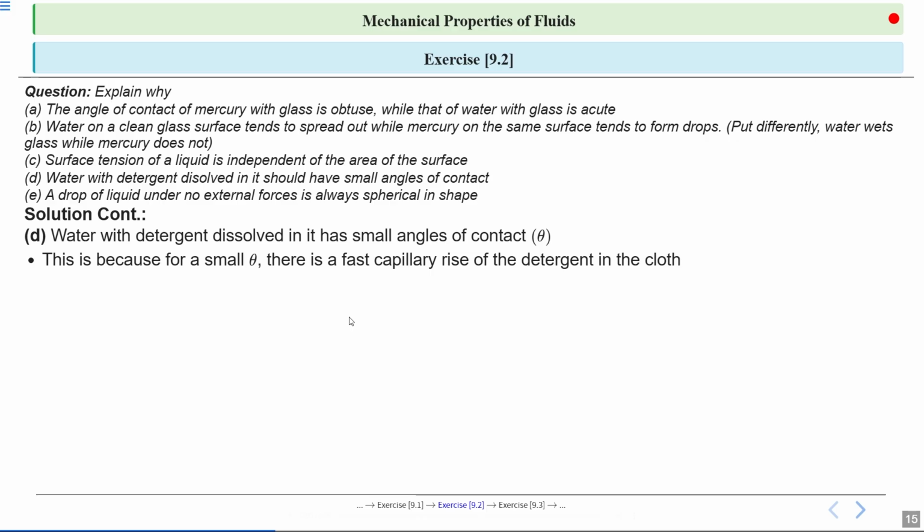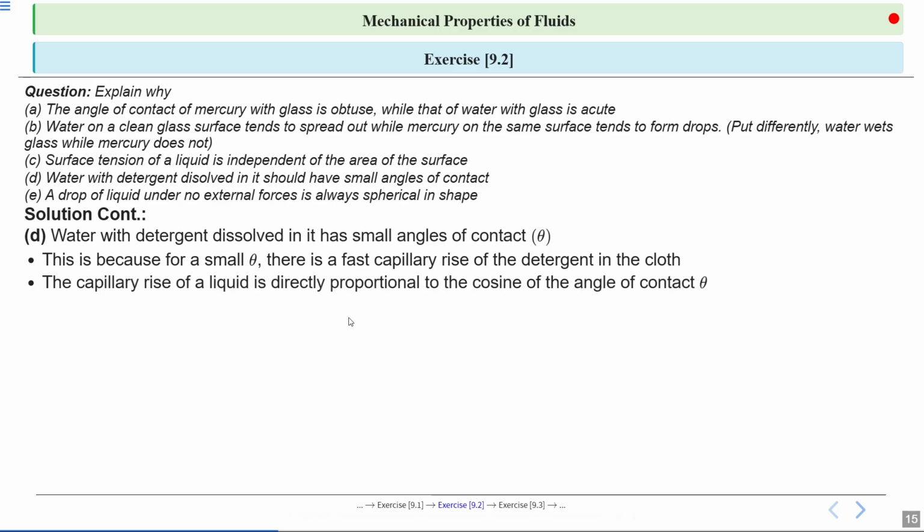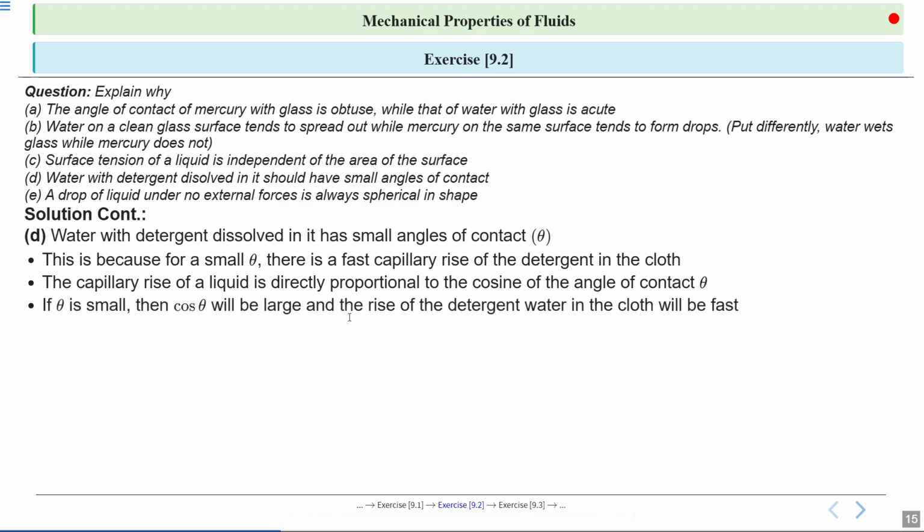This is because for small theta, there is a fast capillary rise of the detergent in the cloth. The capillary rise of a liquid is directly proportional to the cosine of the angle of contact theta. If theta is small, then cos theta will be large, and the rise of the detergent water in the cloth will be fast.